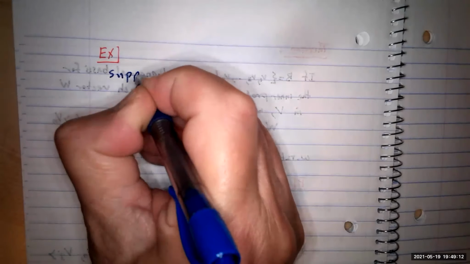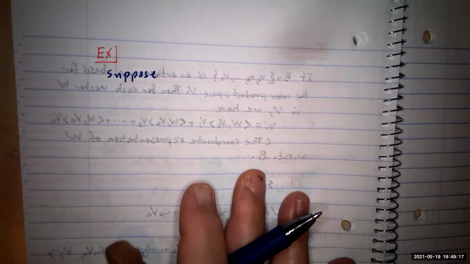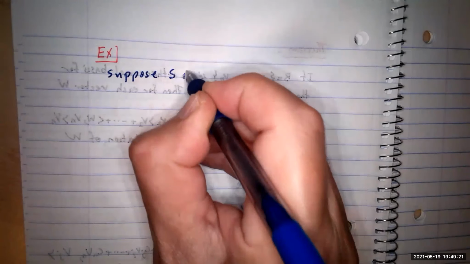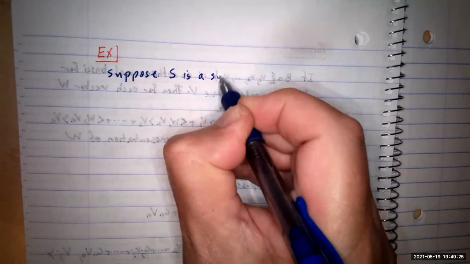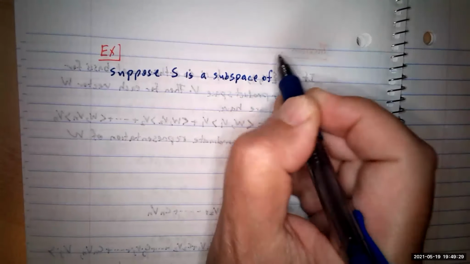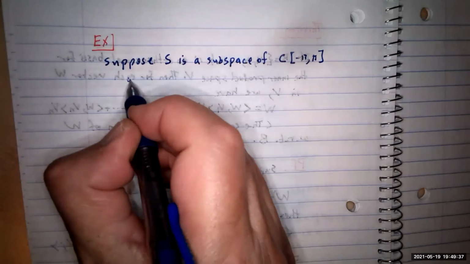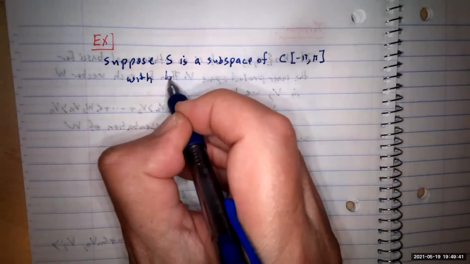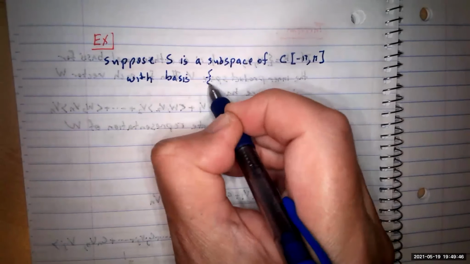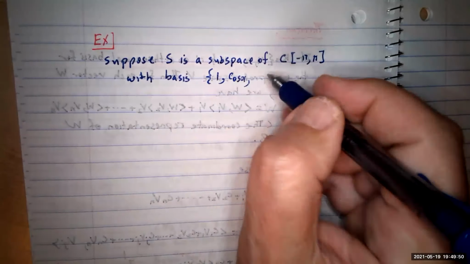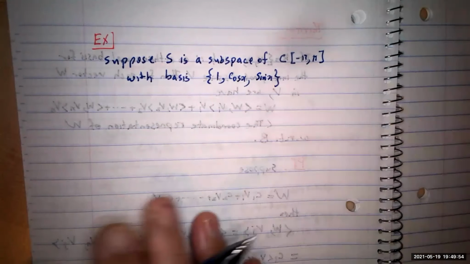I put each one of them on the review that we have. Remember, I already proved this. Suppose we work with the function space. Suppose S is a subspace of continuous functions on the closed interval from negative pi to pi, with the basis that we already proved: 1, cosine of x, and sine x.